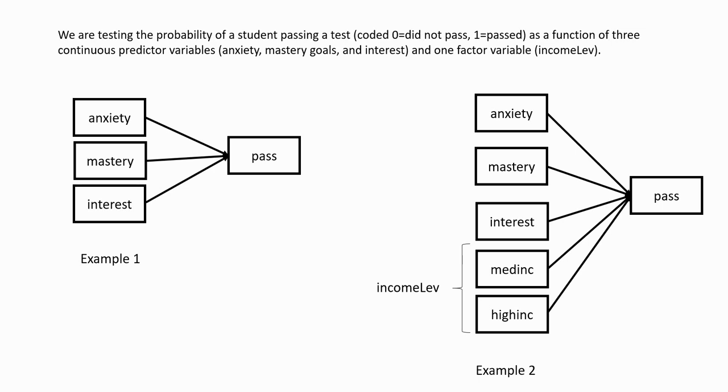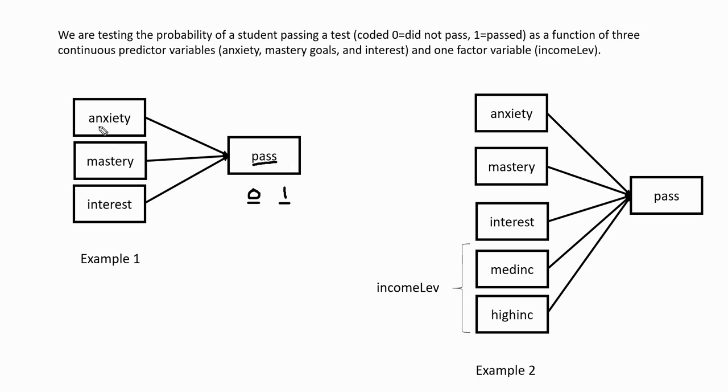So before we get started analyzing data, let's consider our data and our examples. We're going to be working with fictional student data that incorporates this variable pass. The pass variable is a binary variable that's coded 0 or 1. 0 indicates that a student did not pass a test, 1 indicates that a student did pass a test. So what we're going to be doing with our logistic regression models is predicting the probability of a student passing a test based on a set of predictor variables.